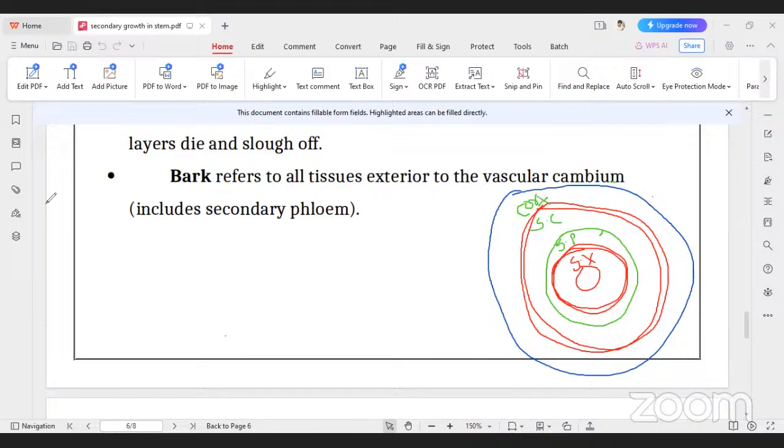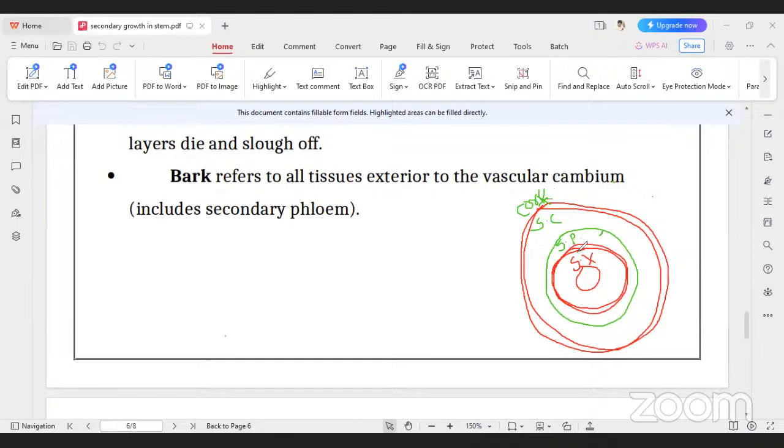Cork cells. Actually, here there is no epidermis. For our understanding, I have drawn the epidermis, but the epidermis has already ruptured. While the secondary tissue increases, the epidermis ruptures and is replaced by the bark. So this is cork cells.